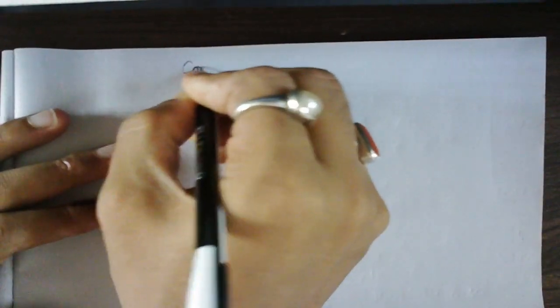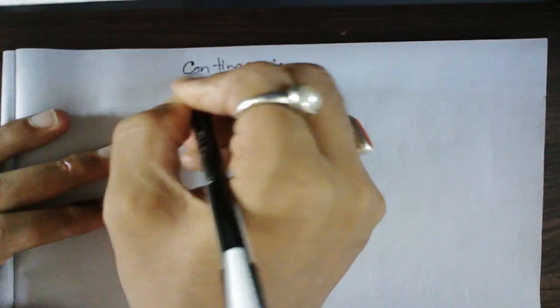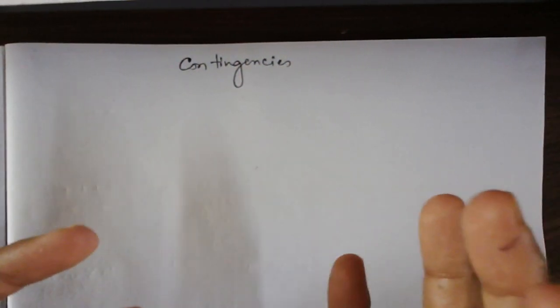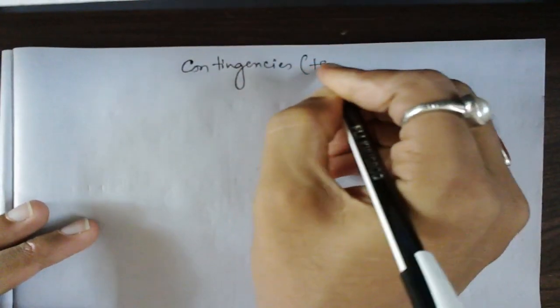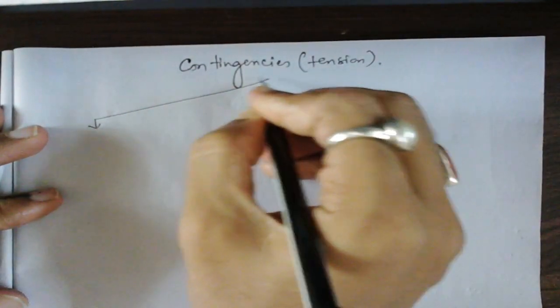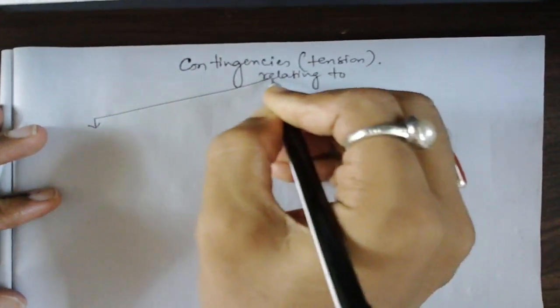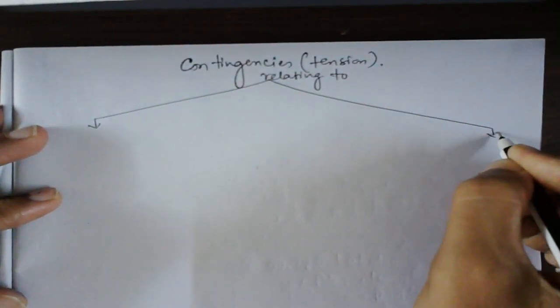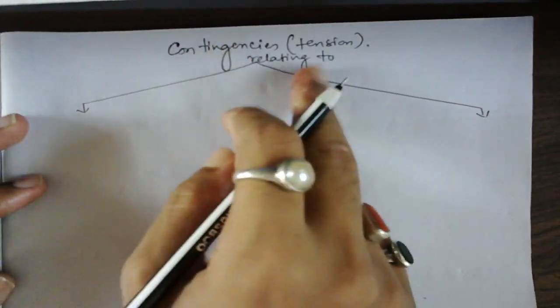Please note it down, contingencies. Contingencies means certain probable situation exists or certain probable tension exists. Contingencies, again I am writing tension. Tension exists. Now please write down contingencies relating to. Contingencies relating to means tension.